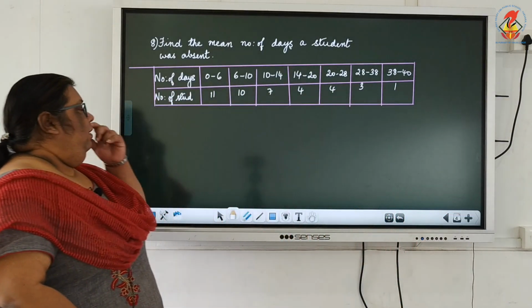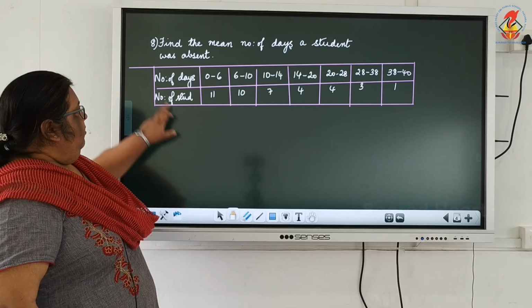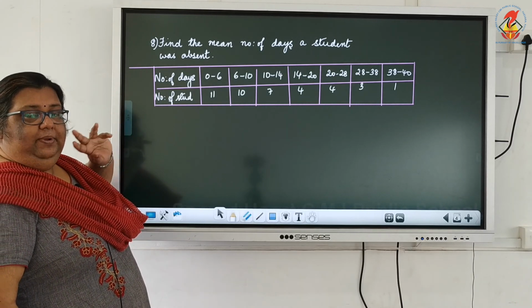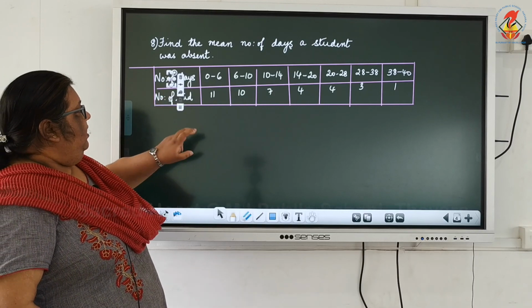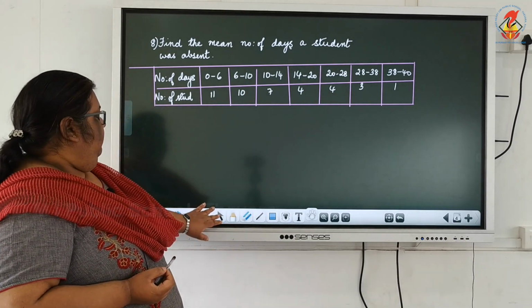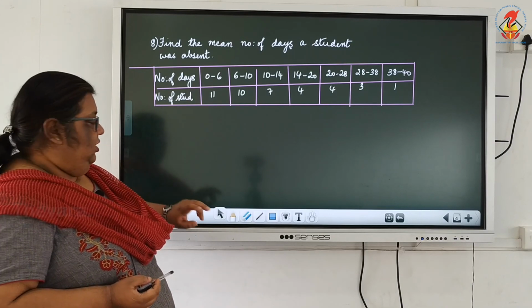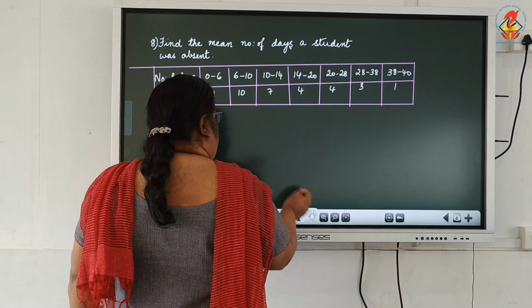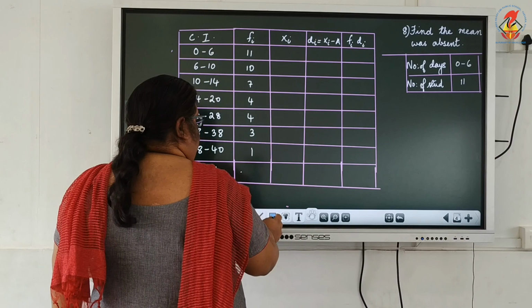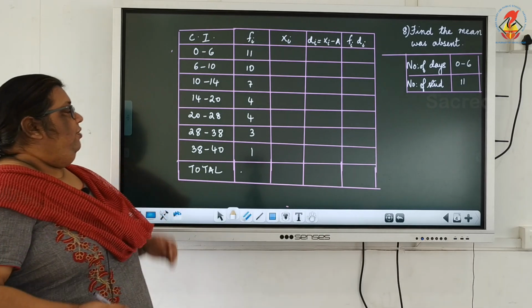Your next problem. Find the mean number of days a student was absent. The number of days are given here, the number of students are given. So we can draw the table, we can write the class intervals and we can write the frequencies. Whenever you get it in the question paper, the question will be written in this format. So when you are writing it into your notebook or your answer sheet, you have to write it the other way, and then you can write the class interval and frequency in this manner. Class interval is here, frequency is here.